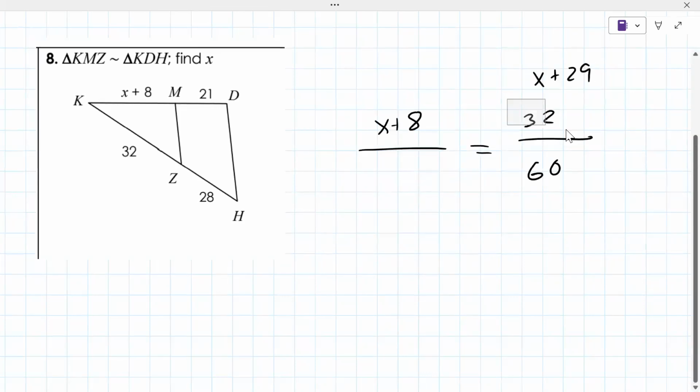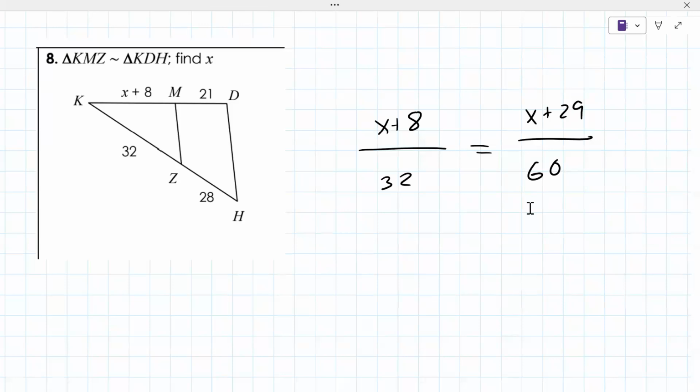Let's get this in the right place here. It is x plus 29 over 60. I heard slightly different numbers, but 32 plus 28 is the 60. All right, so let's cross multiply. 60 times x plus 8 equals 32 times x plus 29. This is where you might need that calculator to help.